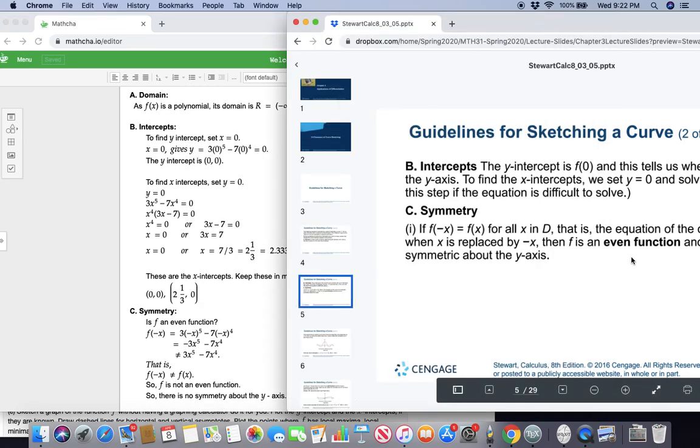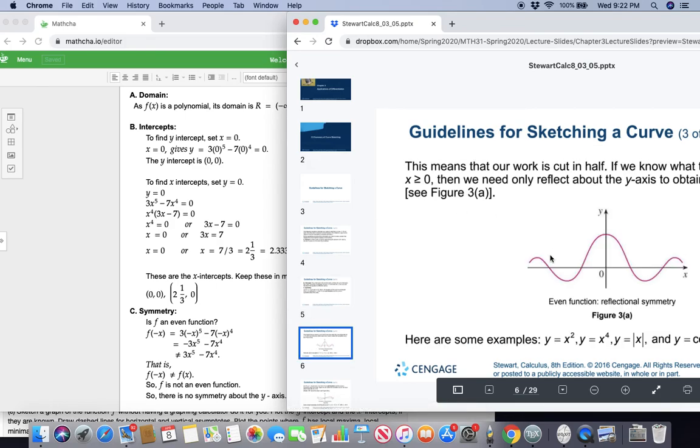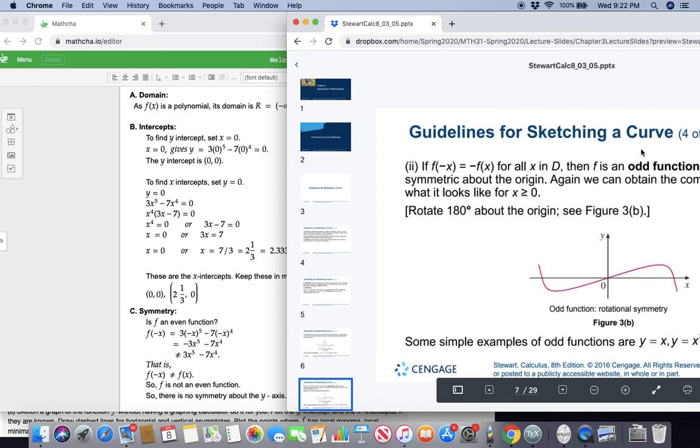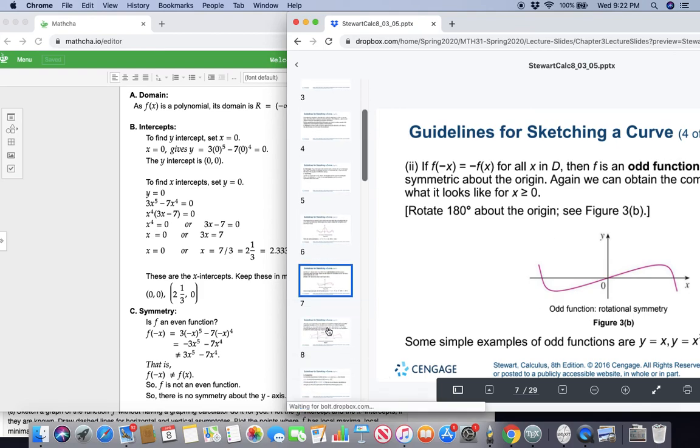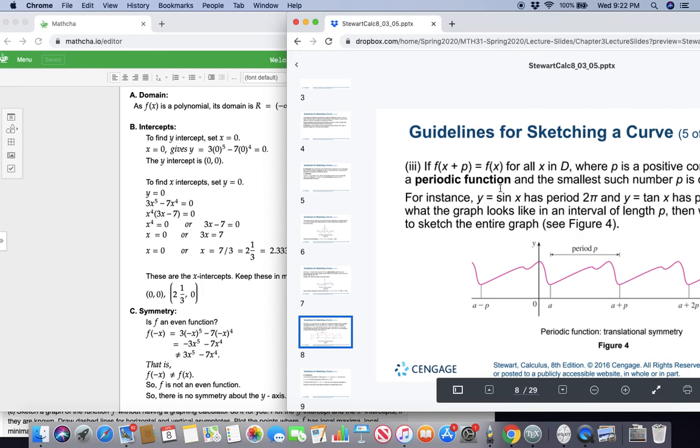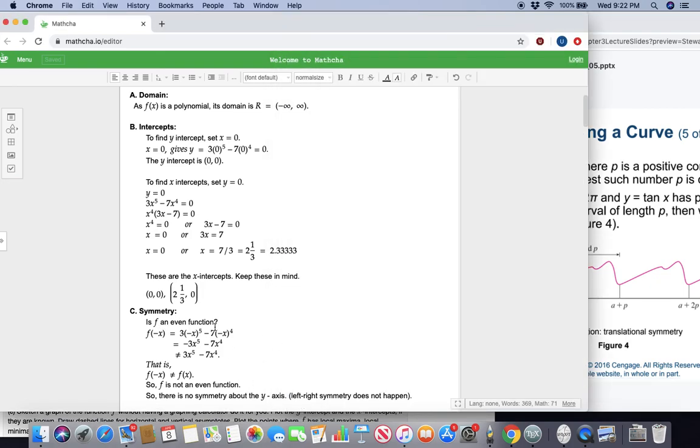Okay. The third item in our checklist is symmetry. We can have symmetry if you have an even function, or if you have an odd function, or if you have a periodic function. So there are three things to check. Is your function an even function? How do I know, what is the test for an even function?